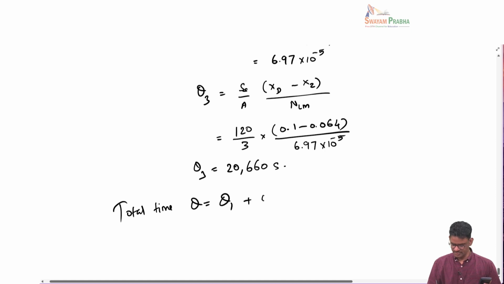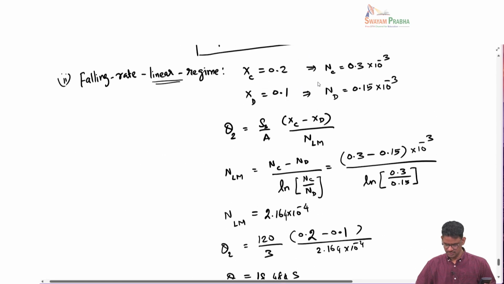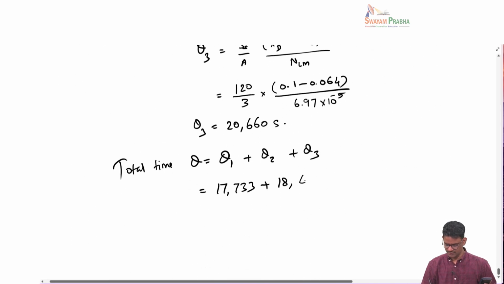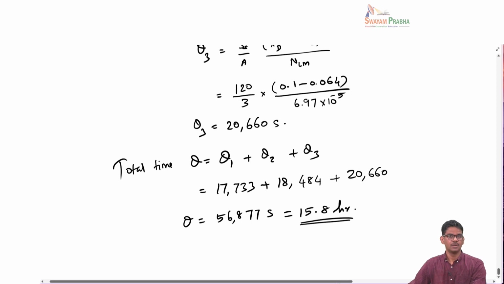So total time theta is theta 1 plus theta 2 plus theta 3. This is 18,484 plus 20,660. So the total time for drying is about 15.8 hours.